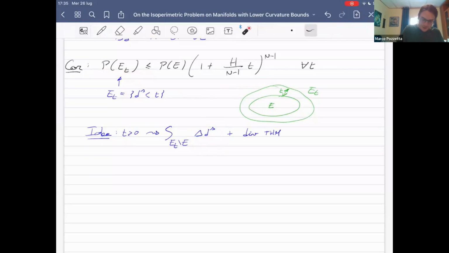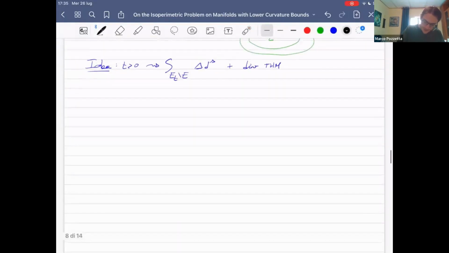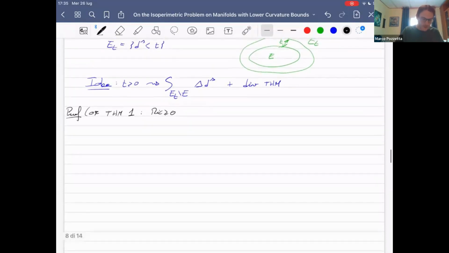theorem 1. So now I can state the proof of theorem 1. But again, in order to show you the proof, I will need to assume something more. So I recall to you that I am still assuming Ricci non-negative.